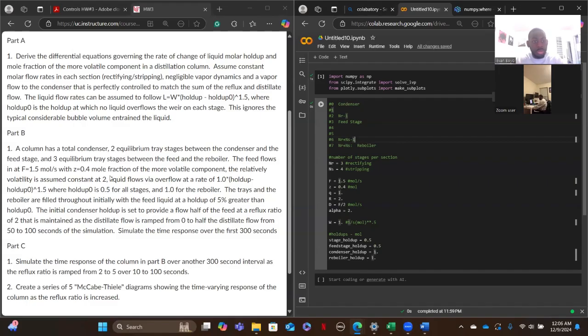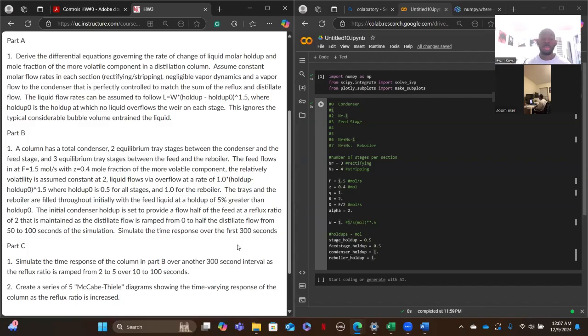So like I said, liquid flow. So we know that our quality of the stream flowing in is 1, because it's all liquid coming into our distillation column. And then we also are told that we have a reflux ratio of 2.